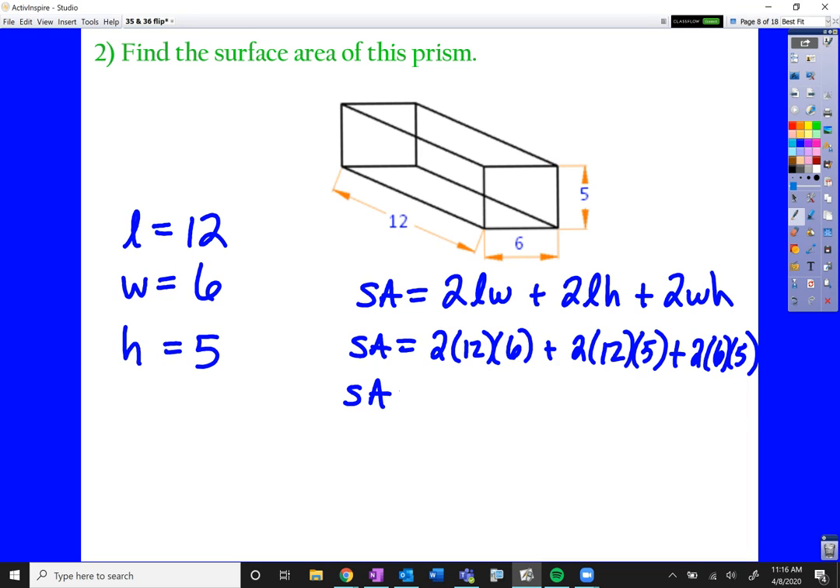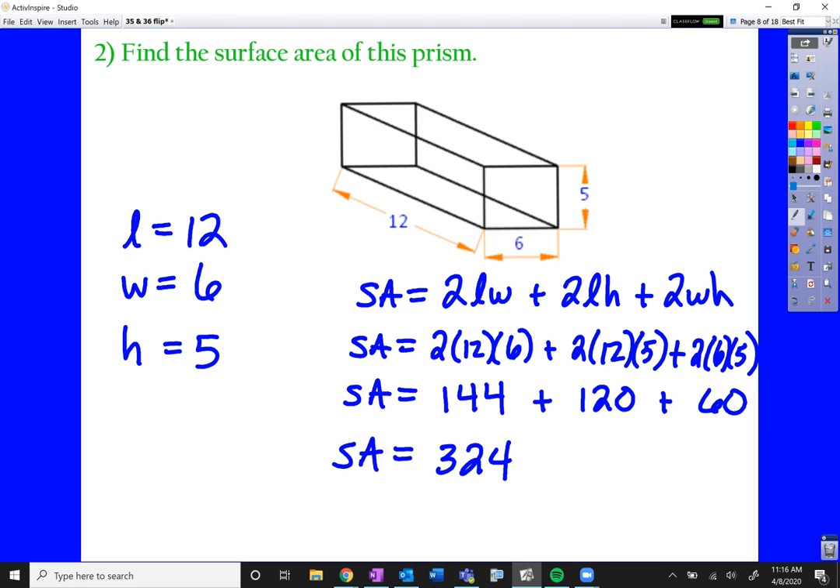All right, so we need to multiply it first. So 2 times 12 times 6. I'm using a calculator. Use your phone, whatever. Use the computer. Use your brain. It's all good. 2 times 12 times 5 is 120. And 2 times 6 times 5 is 60. To get your total surface area, you add them all up. 144 plus 120 plus 60. 324. Didn't have any units, so we'll say units squared.